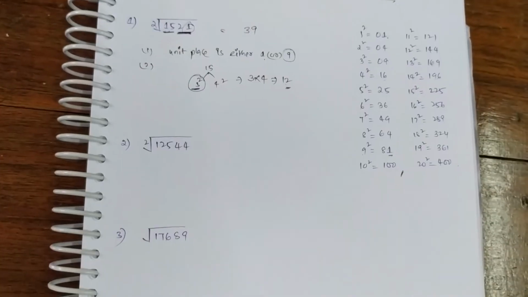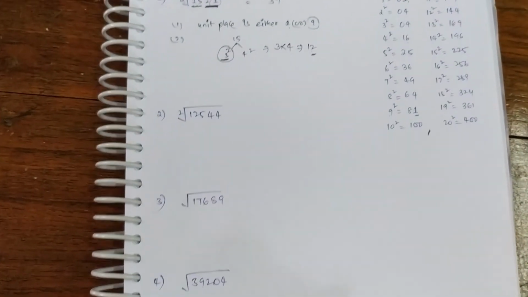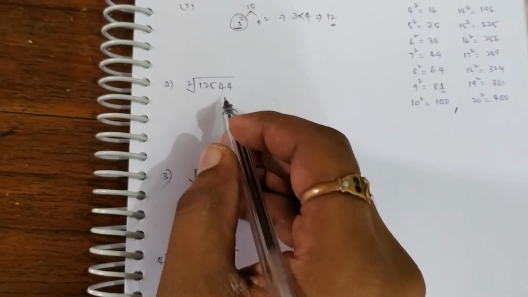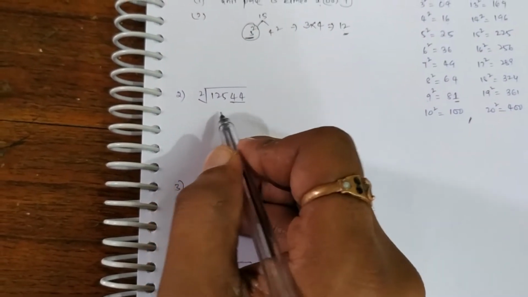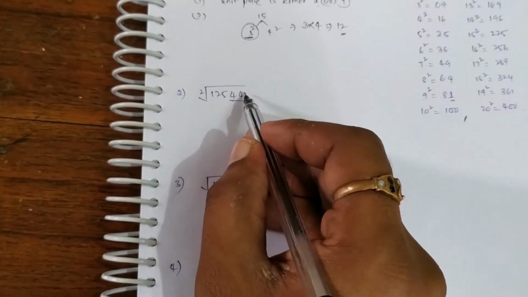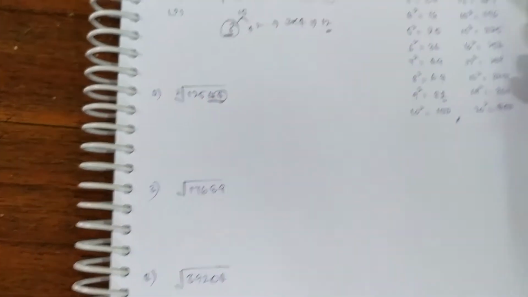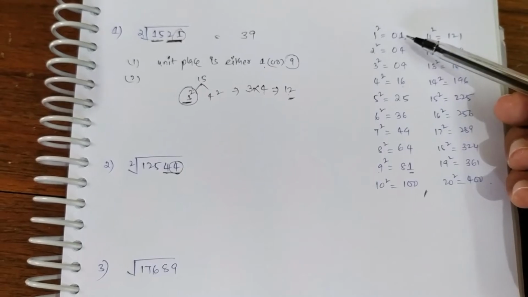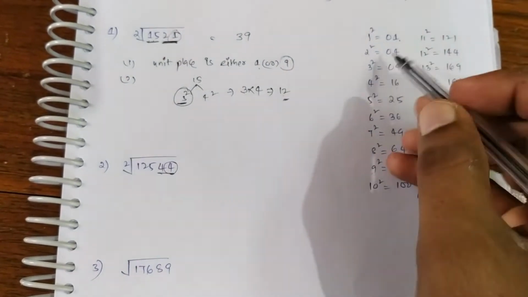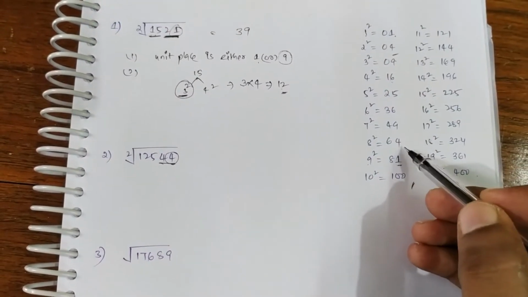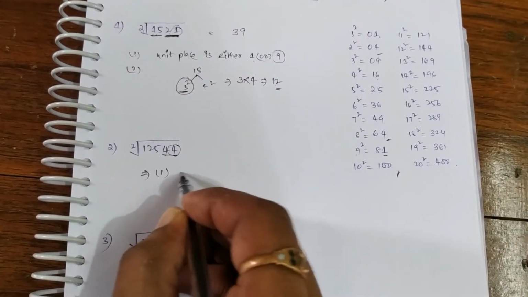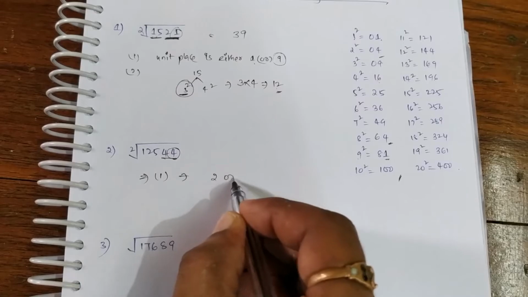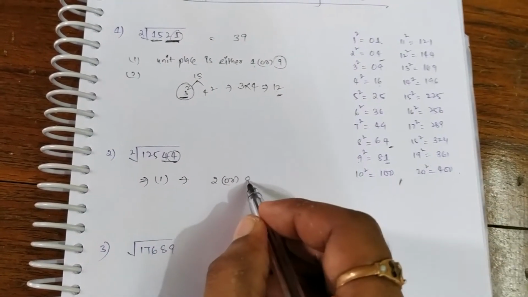We have to follow the same procedure for the remaining problems as usual. First we have to divide the number into the last two digits and the remaining number as another part. Then we have to find the unit place 4. We have to check which square value ends with 4. Here 2 square is equal to 4 and 8 square is equal to 64. So the unit place comes as either 2 or 8.